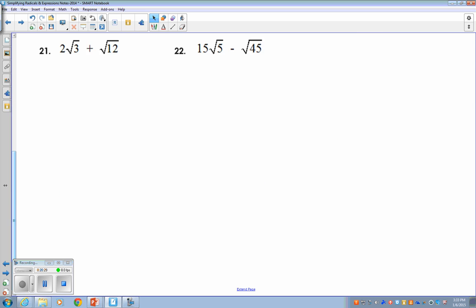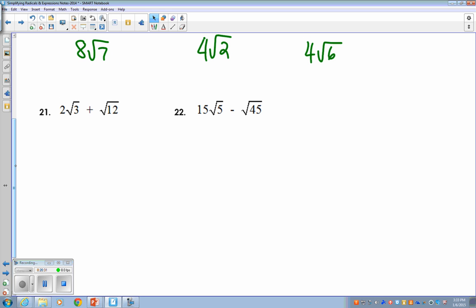All right, so on 21, do you have like terms or same radicands? No. Okay, so the next step when they're not the same is you're going to try to simplify it so they do become the same. The smallest one is always a clue. That's basically telling you what you're going to use exactly. Okay, so 2 root 3.